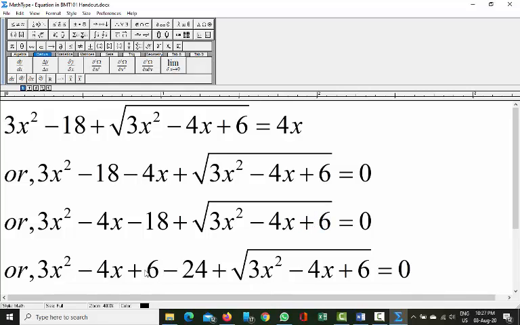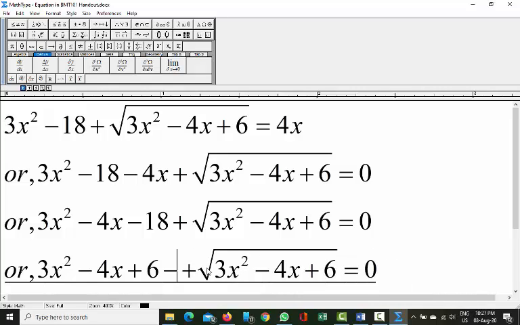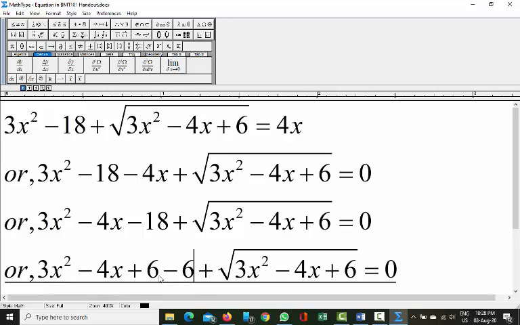So we will first write plus 6, but since we have minus 18 here and plus 6 was not there, we will add a minus 24 there. Since you have added plus 6, which was not there, here it was minus 18. So we will add a minus 6 there so that it should cancel each other out.